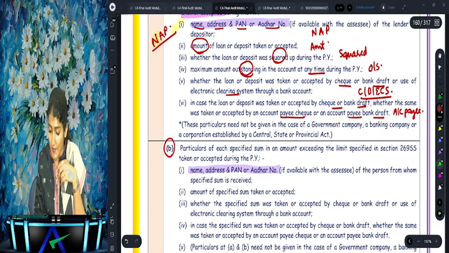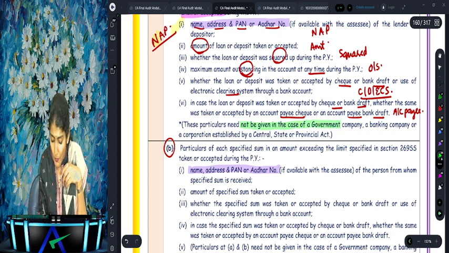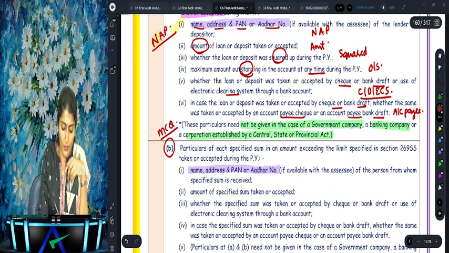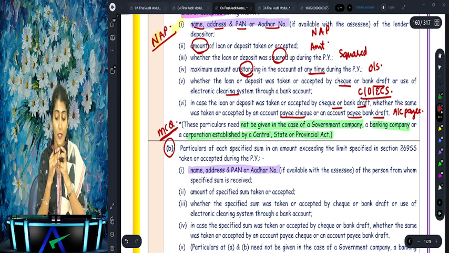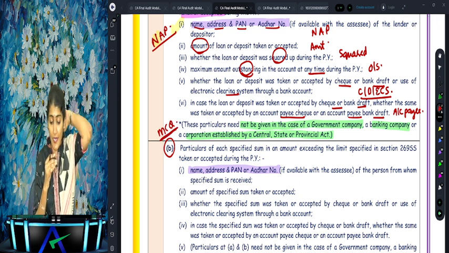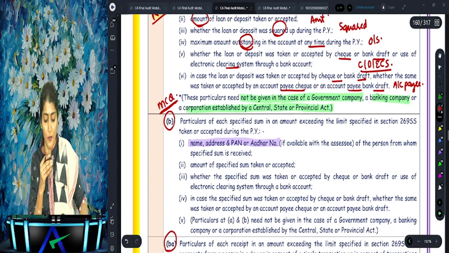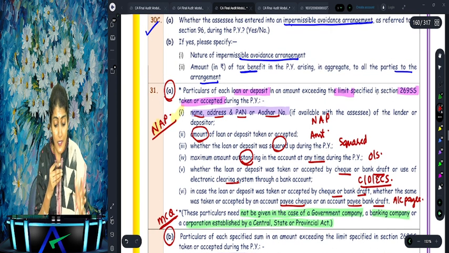And again, what does it say? These particulars are not to be given in case of a government company, banking company or a corporation established under a central, state or provincial Act, right? So again, this is important for the MCQ. It is not applicable for a government company, banking company or a corporation established by a central, state or provincial Act.